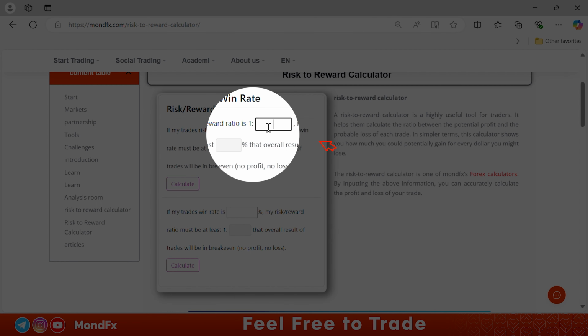For example, if I enter a risk-to-reward ratio of 2, the calculator will tell me that my trades must have a win rate higher than 33.3% in order to achieve a positive outcome.